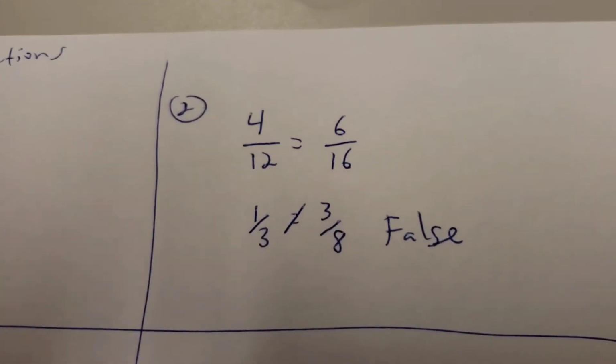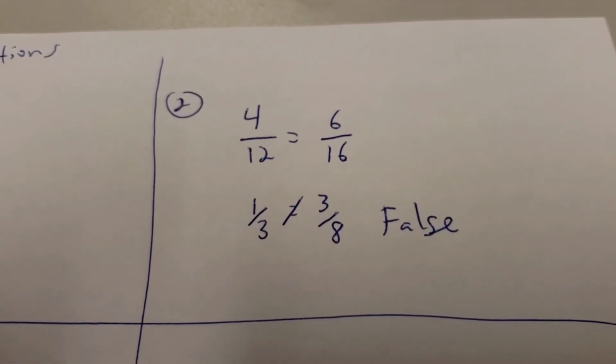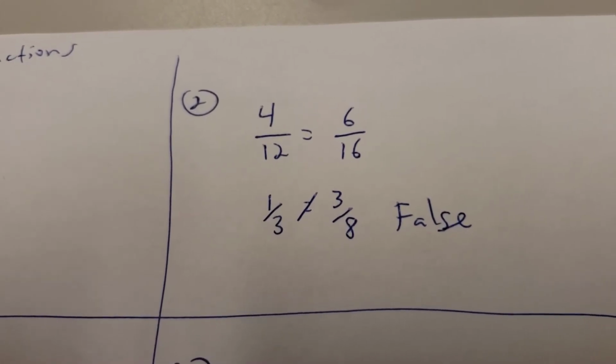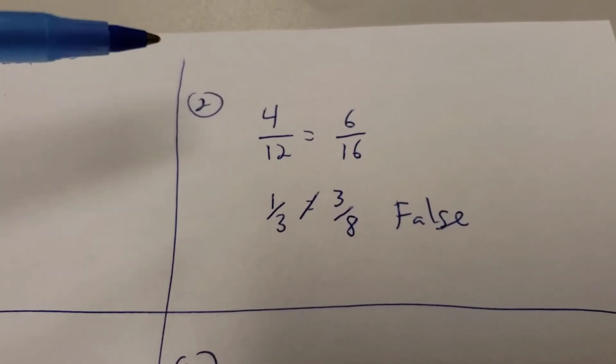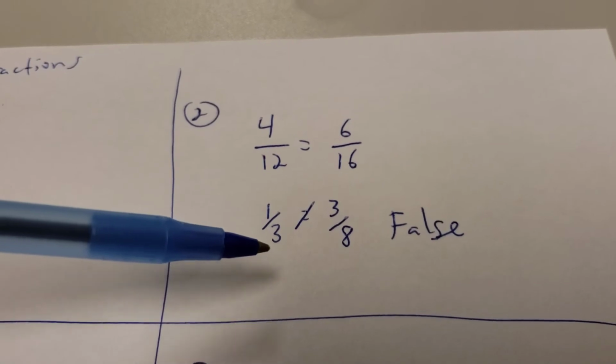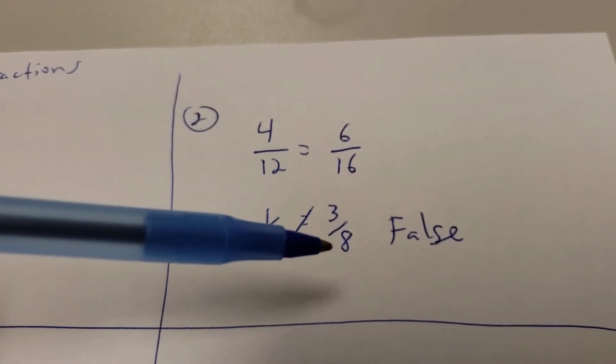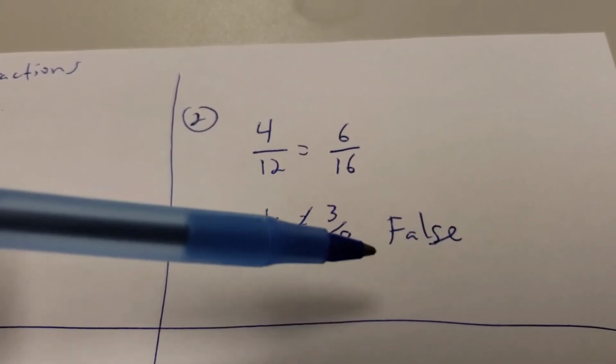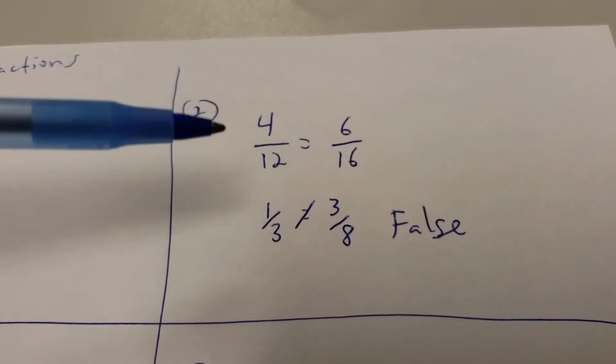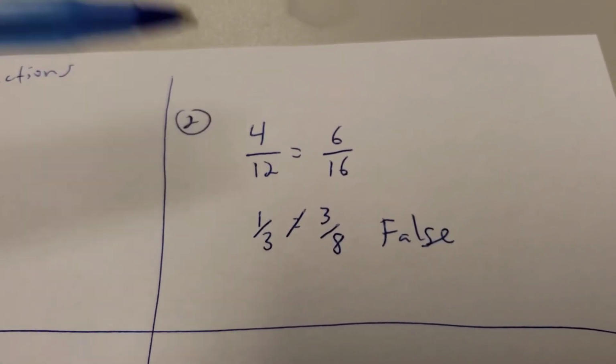All right, next up, we want to know if 4/12 is equivalent to 6/16. These would not be equivalent because in lowest terms, 4/12 is 1/3. In lowest terms, 6/16 is 3/8. So these are not equivalent to each other, so that would be false. Those two fractions would not be considered equivalent.